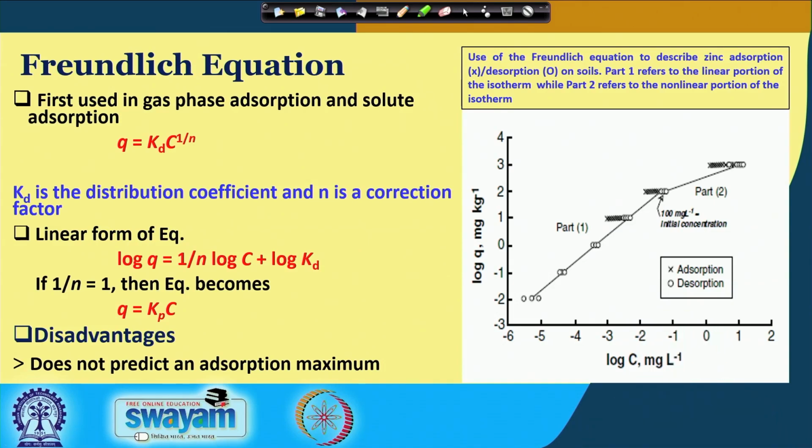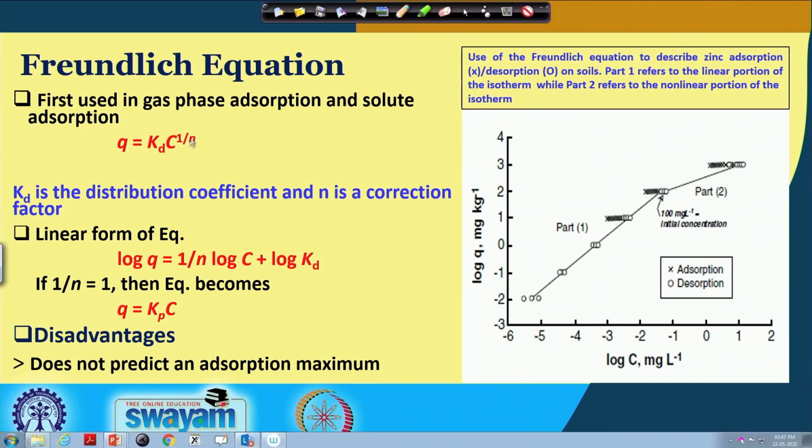Now, this Freundlich equation was first used in gas phase adsorption and solid absorption. Here Q is Kd multiplied by C to the power 1 over n, where Kd is the distribution coefficient and n is the correction factor. If you take a log, we will see a linear form of this equation, and if 1 by n equals 1, then the equation becomes Q equals Kp into C, where Kp is the partitioning coefficient.